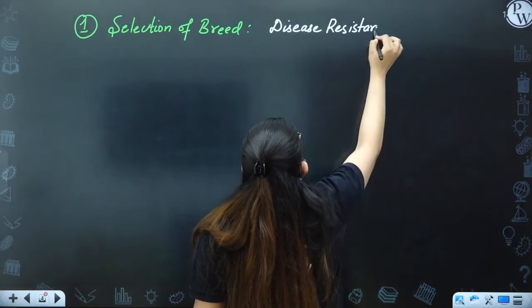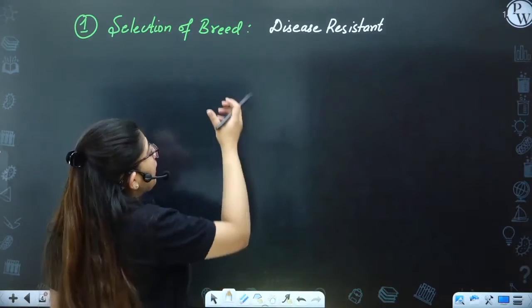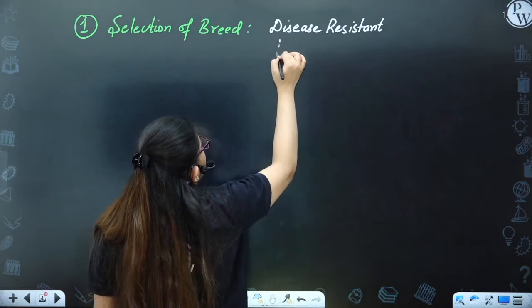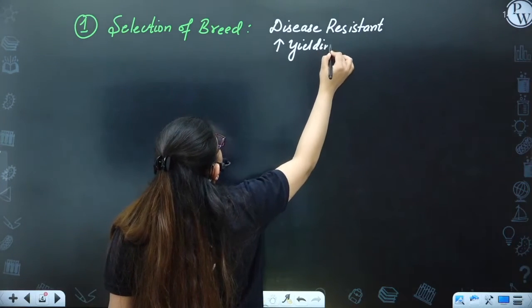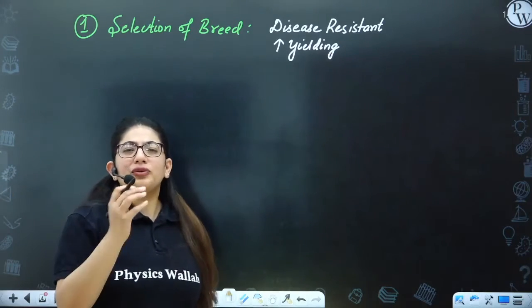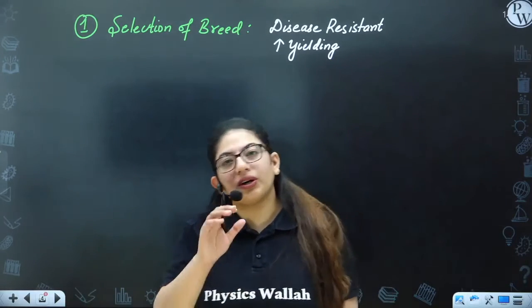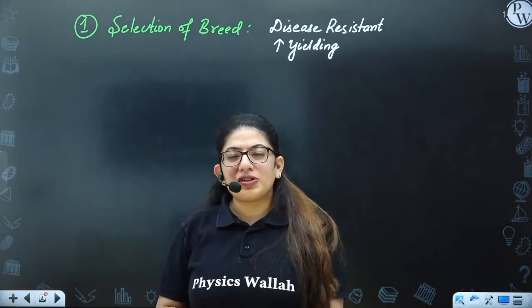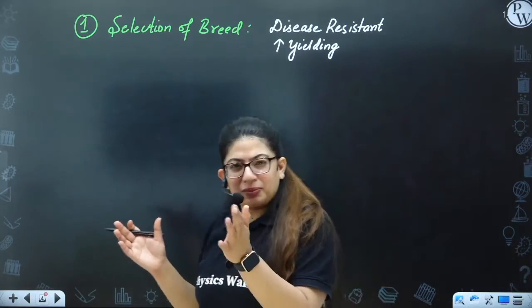That means it will not catch diseases easily, right? And second thing, it should be high yielding. High yielding means it will produce more and more milk. Why are you rearing the cow? Your basic purpose is to have good quality and quantity of milk. But if the cow is not giving you good quantity and quality of milk, is that beneficial?